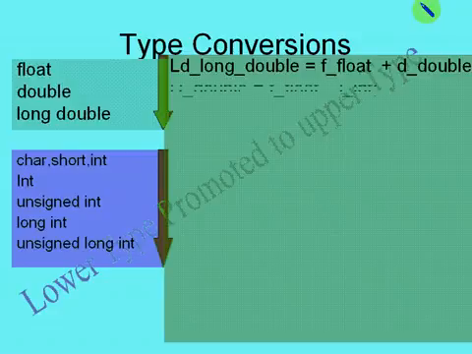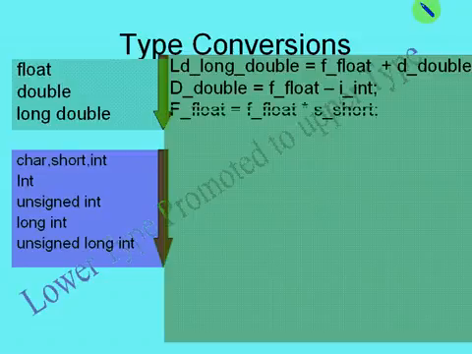Next, we're going to look at this expression. Here we have double. The rule is if either of the operands is double, convert the other to double. So here the float and the int types get converted into double, and the result gets stored in d underscore double. The next rule is if either of the operands is float, convert the other to float. So the short gets converted to float.